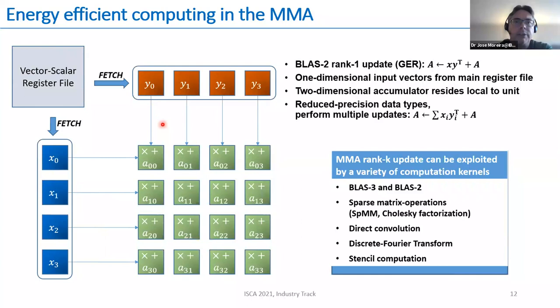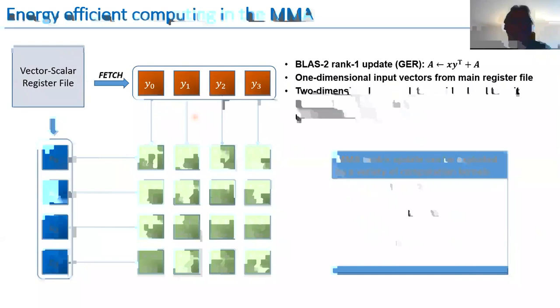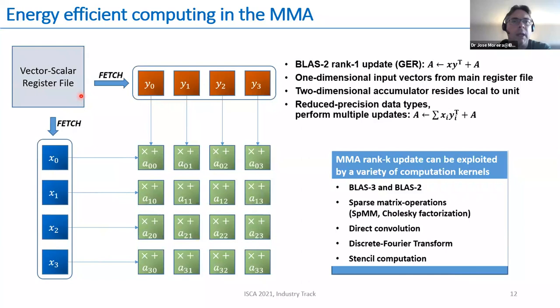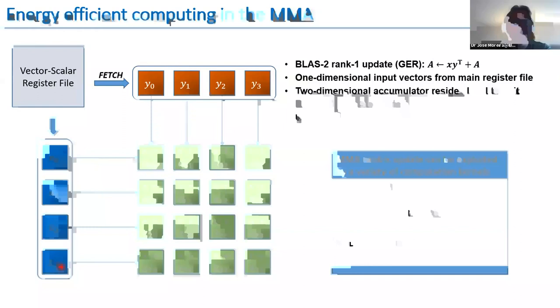The matrix unit, what it does, we call it the MMA. It can perform operations on vectors, so it takes vectors from the same vector scalar register file as the vector unit does, but the operation it does is an outer product. So it fetches two vectors, let's say the X vector and the Y vector, each one here with 4 single precision elements in this case, and it does an all-to-all operation.